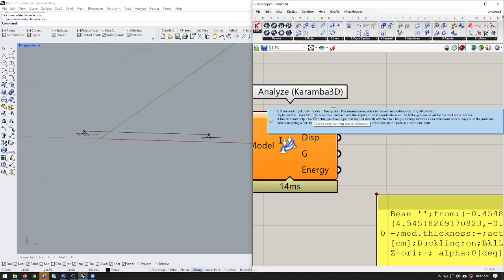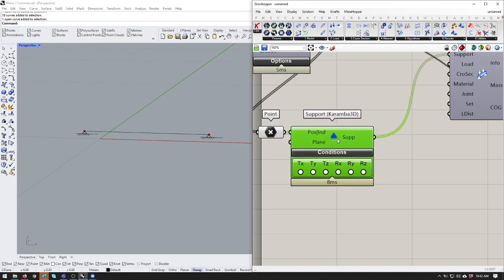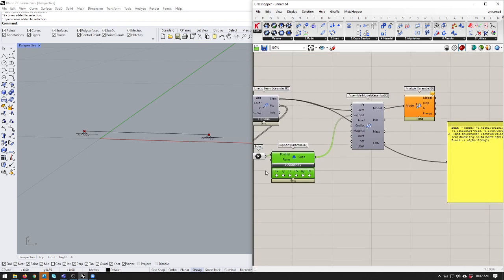What this means is that we've made a structure that is too floppy for the system to work out. In this case, it is because, even though I've placed this support in, see these conditioners down here, Tx, Ty, Tz, Rx, Ry, Rz. These are the various restrictions that they've allowed us to place on the supports to actually make them supports.